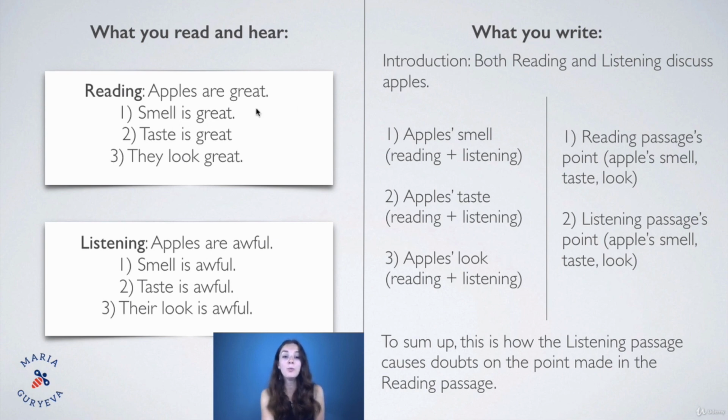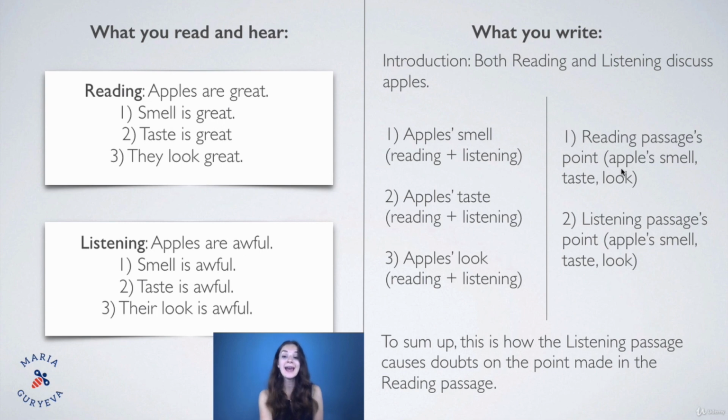One option is to go point by point. So we know that both reading and listening talked about the smell of apples, the taste of apples, and the look of apples. So we're going to structure our essay in the same way. We're going to devote the first paragraph to the smell of apples, and we're going to discuss both reading and listening in this paragraph. Then we're going to devote the second paragraph to apples' taste, and we're again going to talk about reading and listening together in this paragraph. And then finally we're going to talk about apples' look, and we're going to talk about reading and listening in this paragraph together.